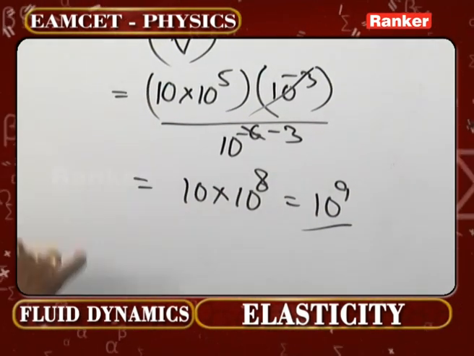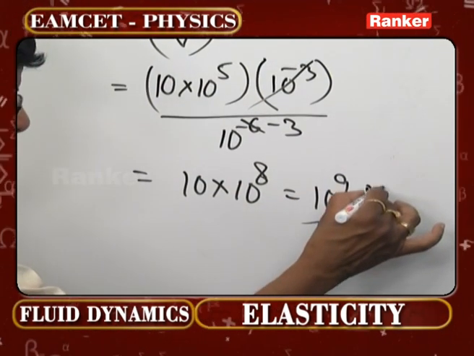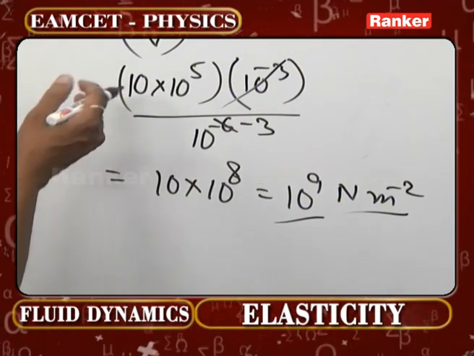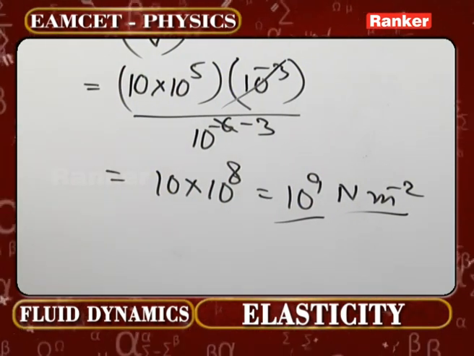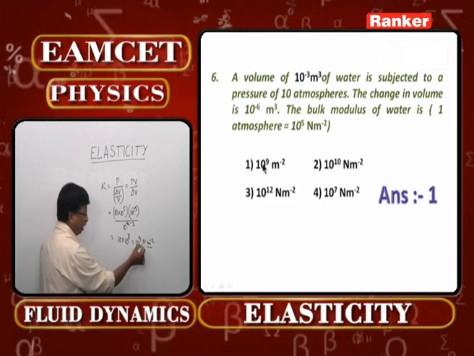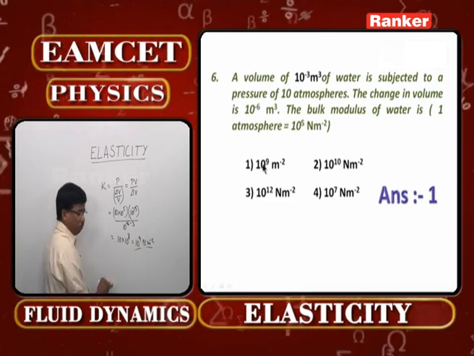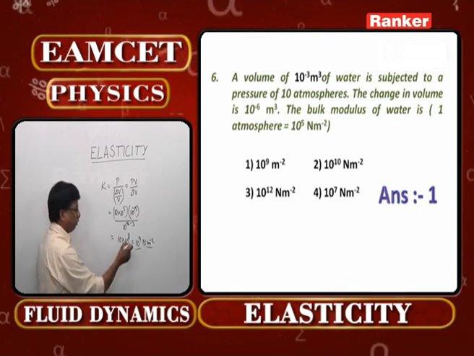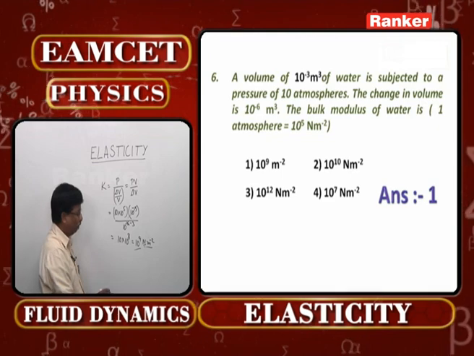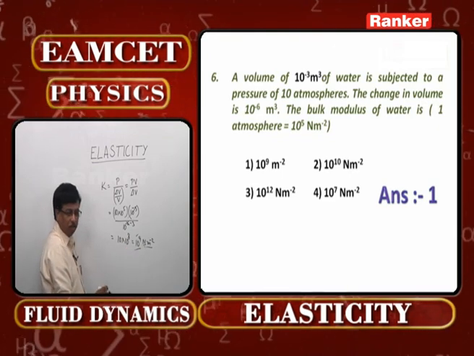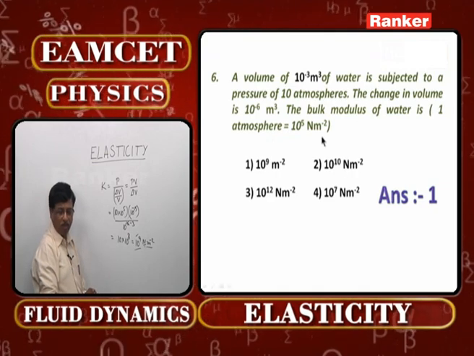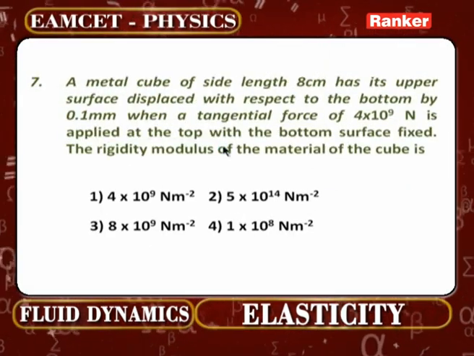What is this 10 to the power 9? Newton per meter square. That should be the corresponding unit, because it is like pressure. So what is the corresponding option over there? The very first option. But a small correction is to be made over there. It should not be simply meter per to the power minus 2. Newton per meter square is the corresponding unit, but 10 power 9 is the corresponding answer for question number 6.